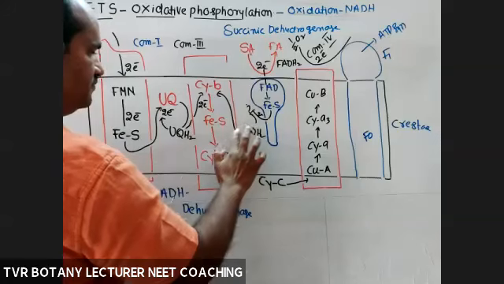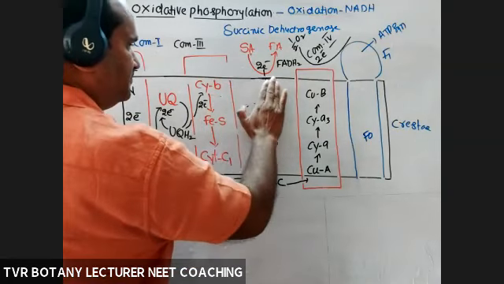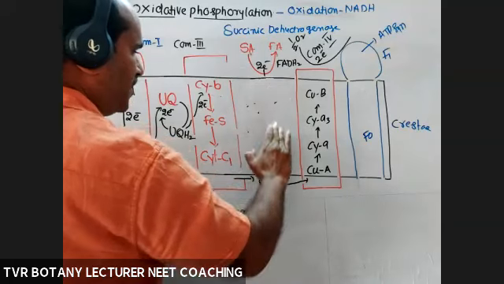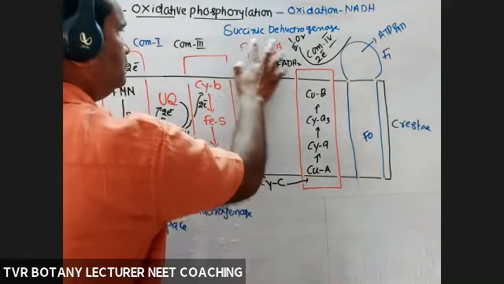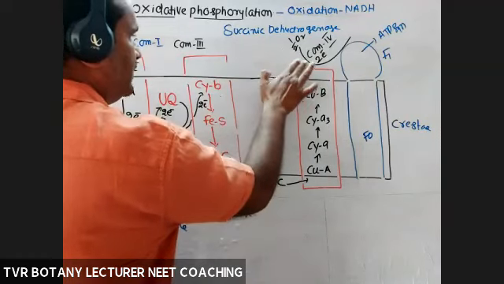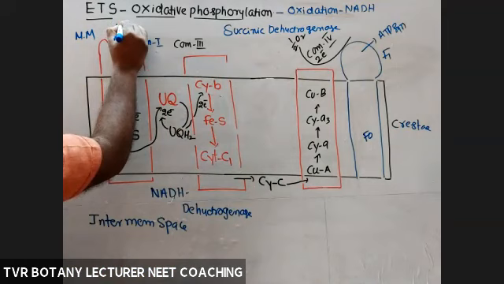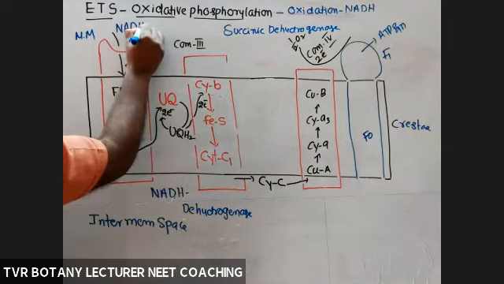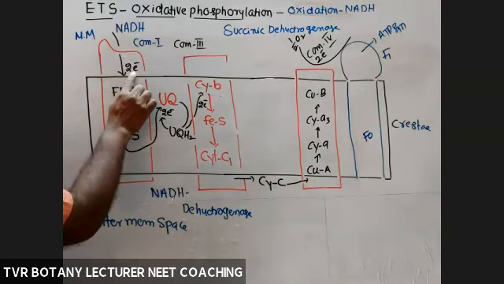Okay, so simply remove this one, remove it. So this one is not involved. Complex 2 is not required for oxidation of NADH. Okay, remove it. Otherwise, it leads to confusion. Okay, right? Simply now take 1 molecule of NADH. So from the oxidation of 1 molecule of NADH, 2 electrons.